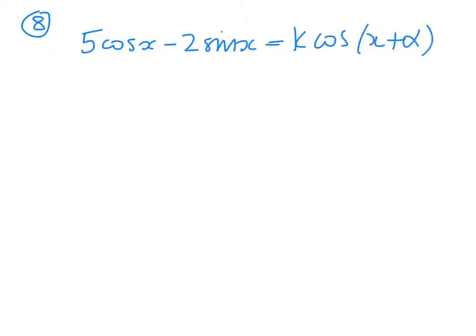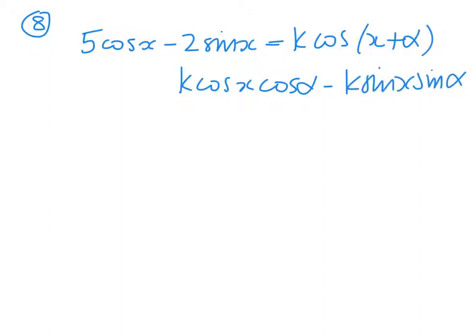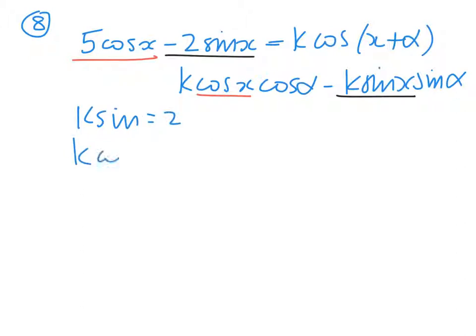Question 8, wave function question. We have 5 cos x minus 2 sin x equals k cos(x plus alpha). Now if I do my expansion on the right hand side, that gives me k cos x cos alpha minus k sin x sin alpha. If we match up 5 cos x, there's the cos x there, minus 2 sin x, there's the sin x there. So that means that k sin alpha has to equal 2 and that k cos alpha has to equal 5. Don't have to worry about negative signs because there's a negative sign on each side in the right place. So we're okay with that.